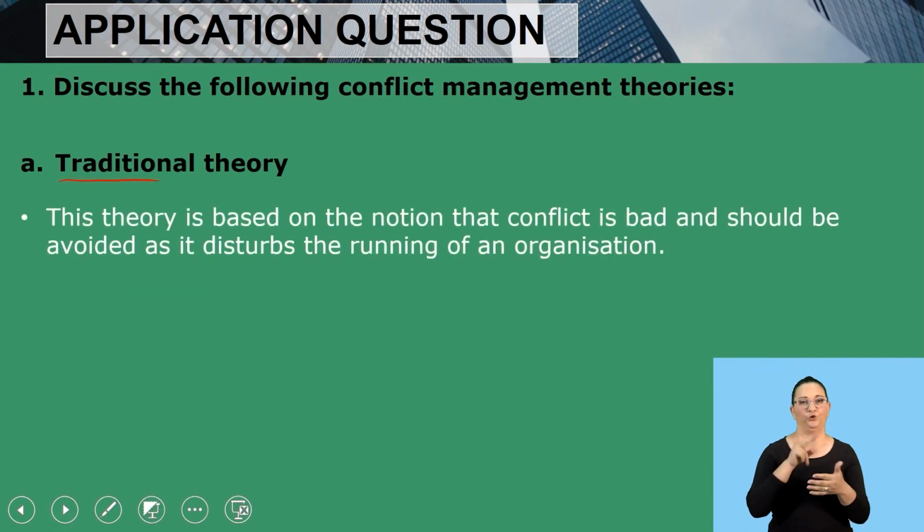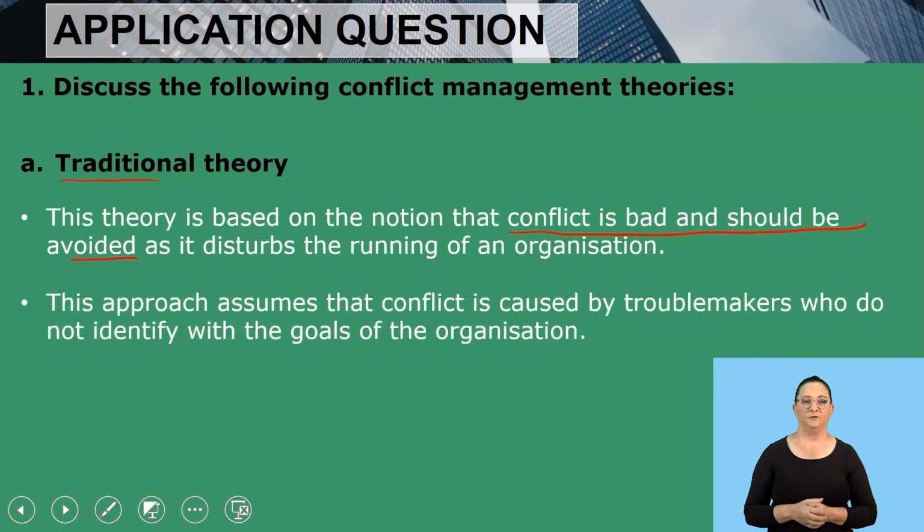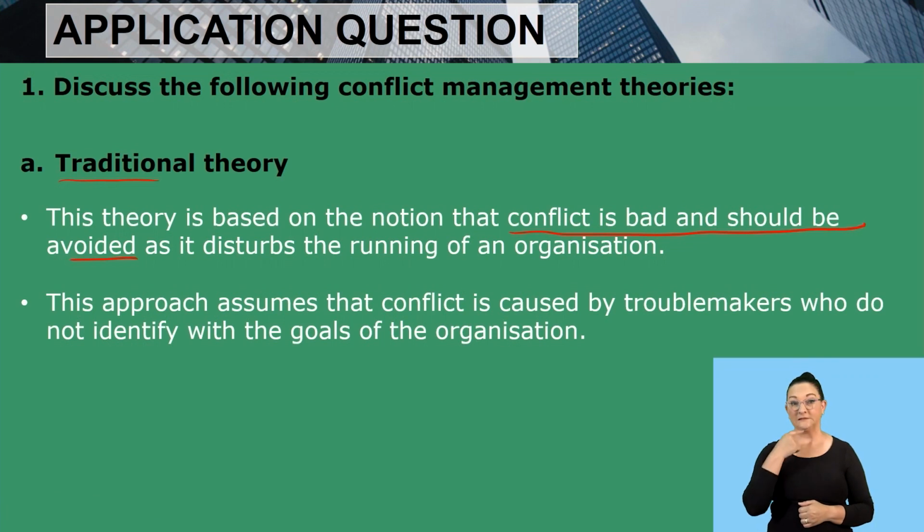Let's read the answer. This theory is based on the notion that conflict is bad and should be avoided as it disturbs the running of an organization. So it's just a notion that says conflict is bad at all costs. You must always avoid it because it's not right. The people who are in conflict are disturbing the running of an organization. They're causing unproductivity in the workplace. So that's what the theory is based on. This approach assumes that conflict is caused by troublemakers who do not identify with the goals of the organization. So what do you do? You shut them out, don't allow them to voice their opinions, basically.